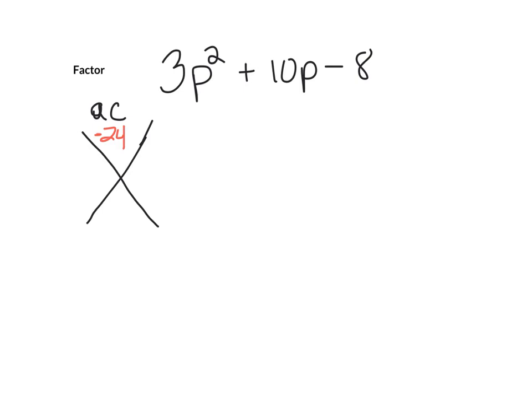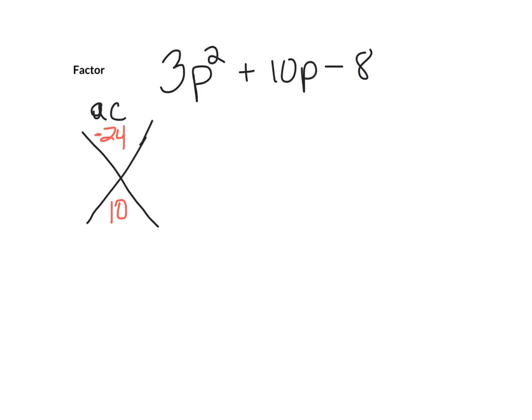My B is going to go on the bottom and it's going to give me 10. So you have to ask yourself, what times what gives me a negative 24 and adds to give me 10? There are a lot of different chances, so let's try one here.